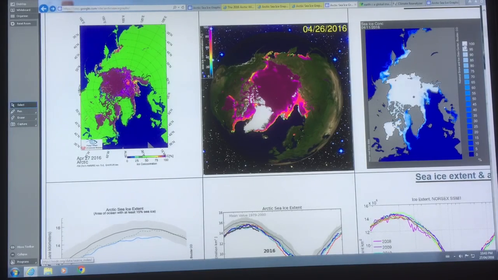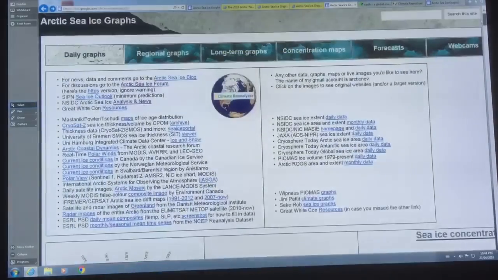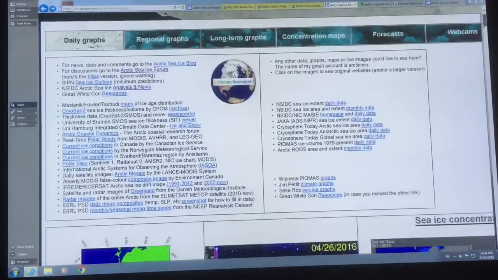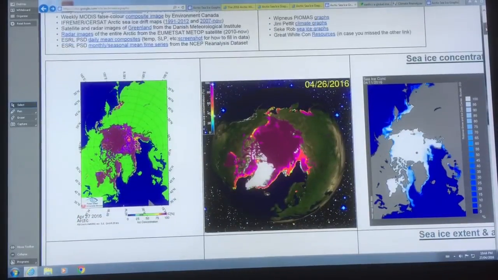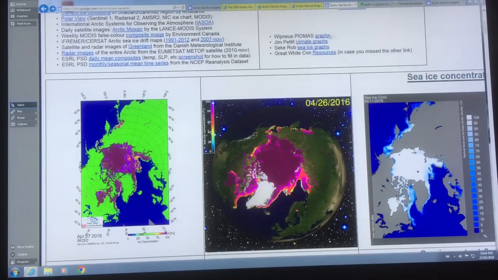If you Google Arctic sea ice graphs, you actually come to this particular site. And there's loads of data here. There's blogs, forum, lots of images, lots of data here on the Arctic sea ice, which is what I'll be discussing in this video. I'm going to look at my assessment as to whether we have a blue ocean event in the Arctic in the cards.